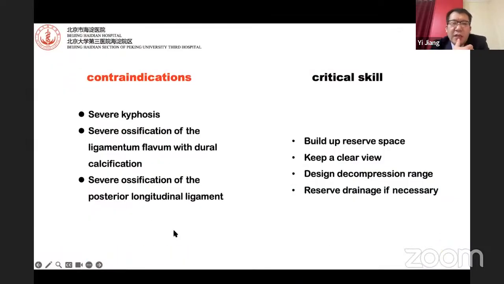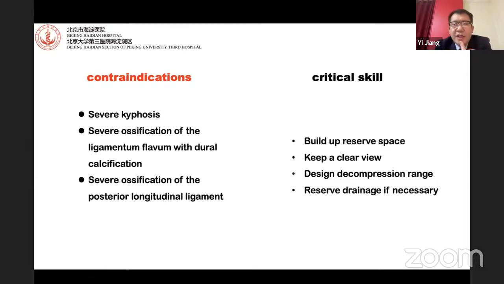So in thoracic surgery, the contraindications are severe kyphosis, severe ossification of the ligamentum flavum with dural calcification, and severe ossification of the PLL. The critical skill is to build up enough reserve space, keep a clear view, design the decompression range boundary, and reserve the drainage if necessary.